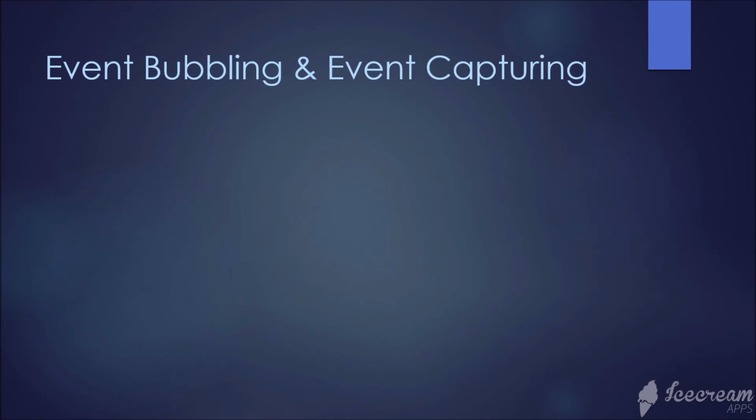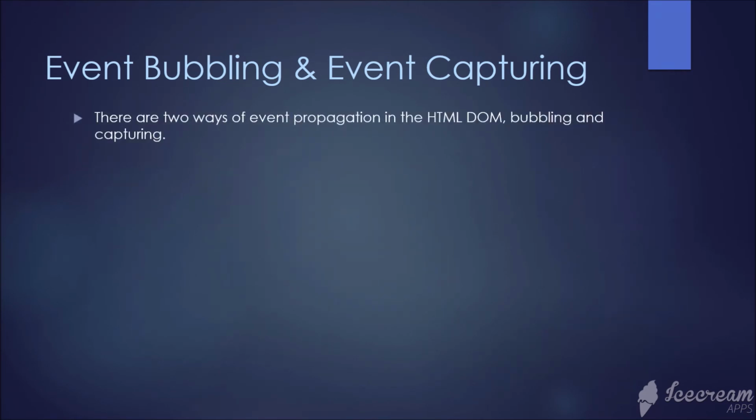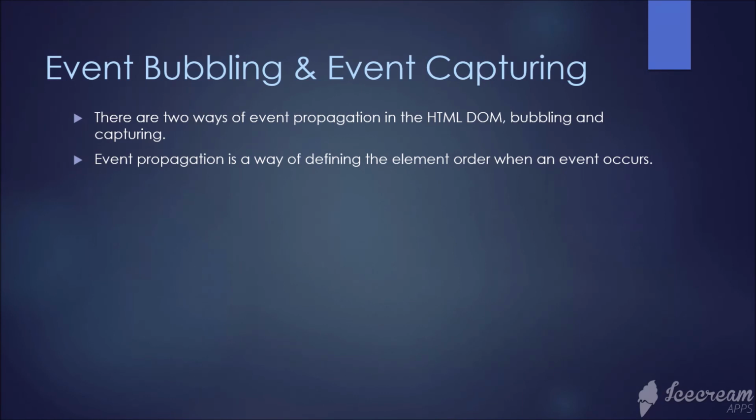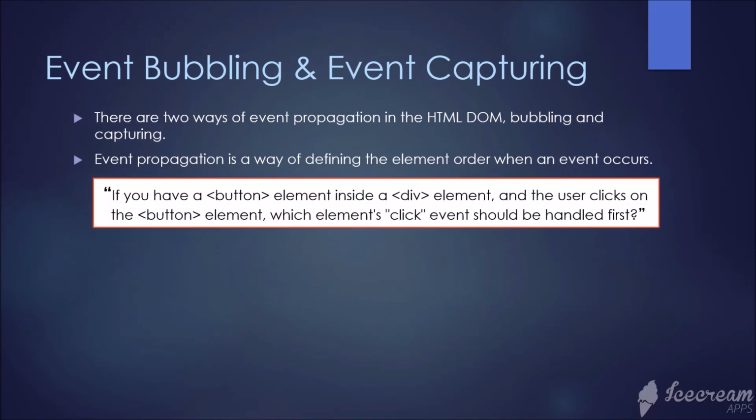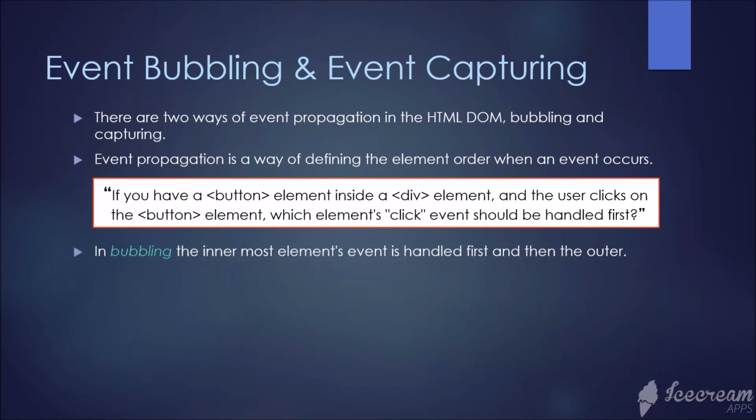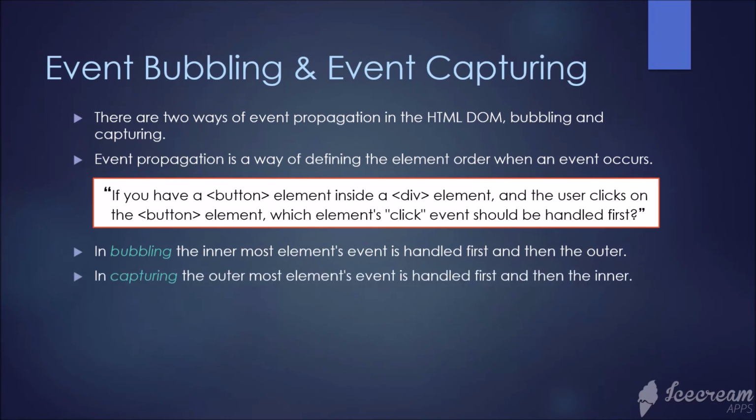Okay. So, this will be the last part of our topic today. Event bubbling and event capturing. There are two ways of event propagation in the HTML DOM, bubbling and capturing. Event propagation is a way of defining the event order when an event occurs. Question is, if you have a button element inside a div element and the user clicks on the button element, which element's click event should be handled first? Okay, so in bubbling, the innermost element's event is handled first and then the outer, while in capturing, the outermost element's event is handled first and then the inner.